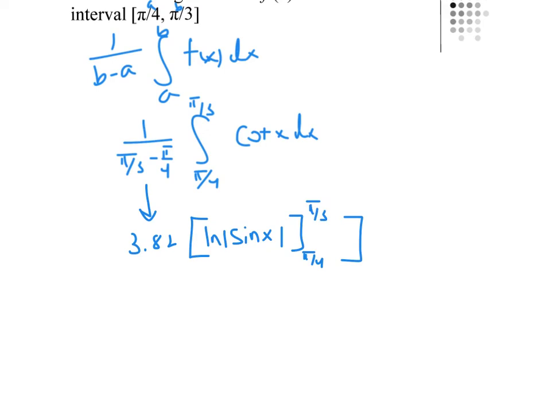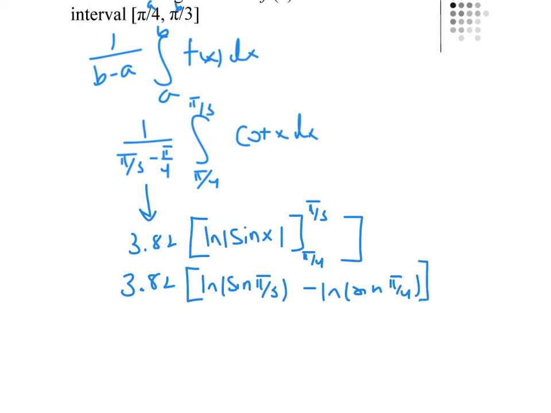The nice thing is that the sine of pi over 4 and the sine of pi over 3 are both in quadrant 1. So the absolute value, again, doesn't really matter here because they're all going to be positive answers. So you can just do ln of the sine of pi over 3 minus ln sine of pi over 4. And you can do that all in your graphing calculator, and then multiply your answer by 3.82 at the end.